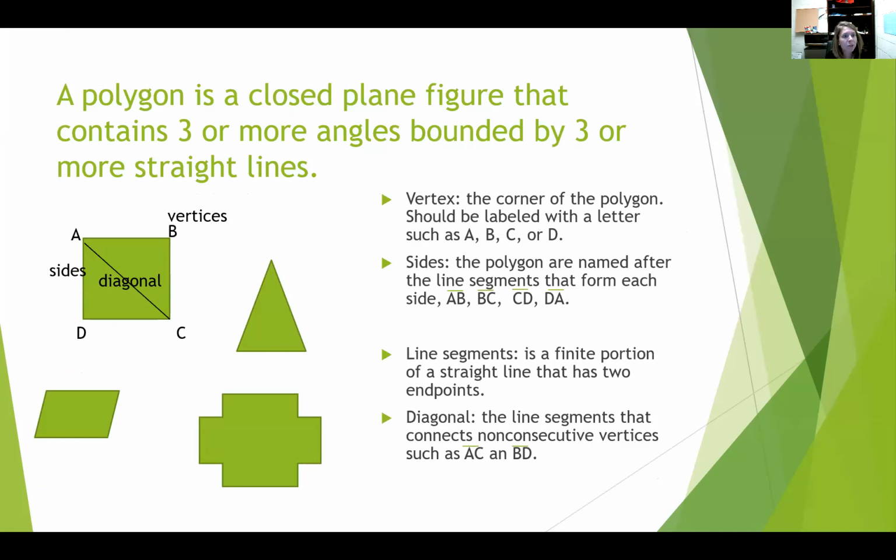All right, so the first thing, a polygon is a closed plane figure that contains 3 or more angles bounded by 3 or more straight lines. So the vertex on the polygon is the corner of the polygon. It should be labeled with a letter, such as A, B, C, or D. The sides of a polygon are named after line segments. So this first one, which is a square polygon.